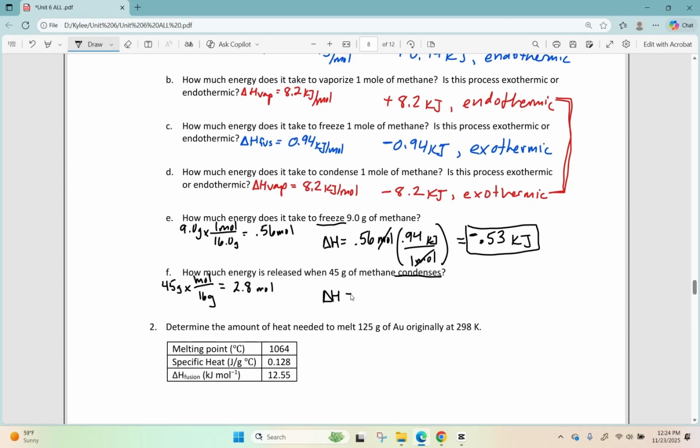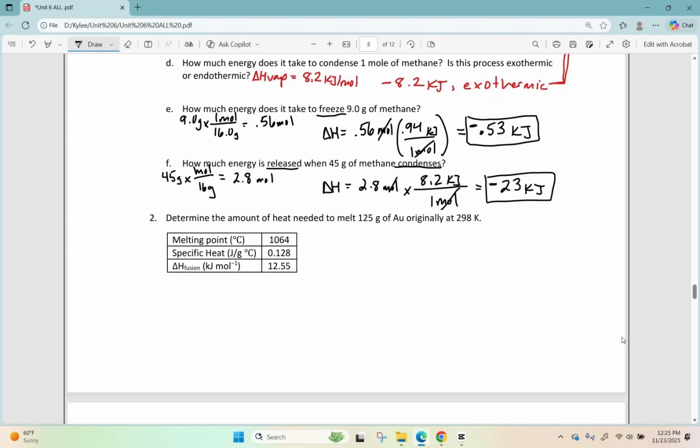Then to calculate my delta H, I'm going to take my 2.8 moles and multiply it by 8.2 kilojoules per 1 mole. Moles cancel, and so I'm going to multiply 2.8 by 8.2, and I get 22.96. So I'm just going to call that 23 kilojoules. And it's telling us that this is being released, but also we know that condensation means that energy has to be taken away. So I'm going to go ahead and give it a negative sign just for consistency.